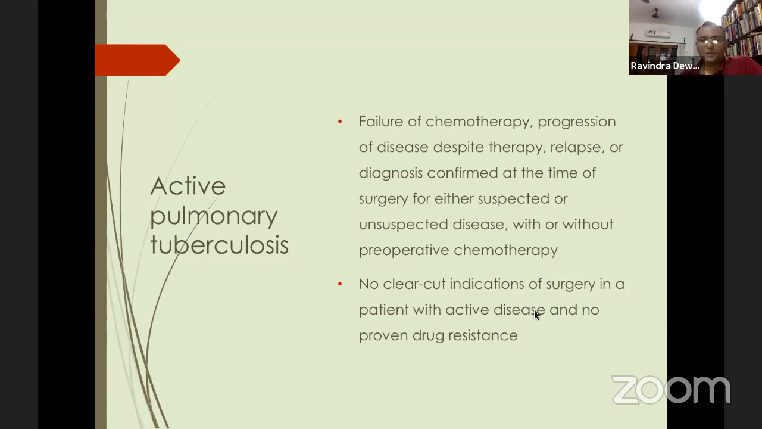Very often, most surgeons must have seen that when surgery is done for either suspected or unsuspected disease, with or without preoperative chemotherapy, the specimen shows active tubercular bacteria still present. That means you have removed a specimen of lung in which tuberculosis was still active. There are no clear-cut indications of surgery in a patient with active disease and no proven drug resistance.